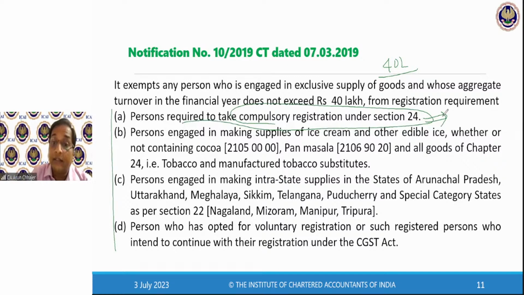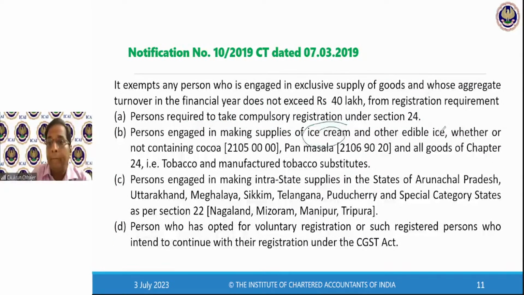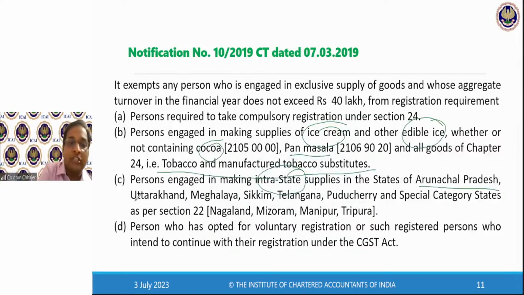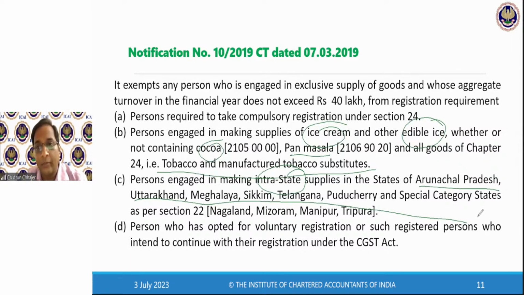Second, if the goods are ice cream, edible ice, whether or not containing cocoa, pan masala and tobacco and manufactured tobacco substitutes, and one is engaged in these goods, then the limit of 20 lakh would be there, not the 40 lakhs. Third, if they are making intra-state supply in these states, Arunachal, Uttarakhand, Meghalaya, Sikkim, Telangana, Puducherry and special category states Nagaland, Mizoram, Manipur and Tripura, then again the limit of 40 lakhs would not be applicable.